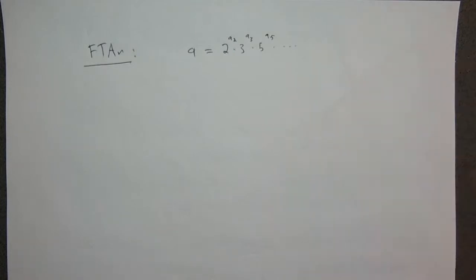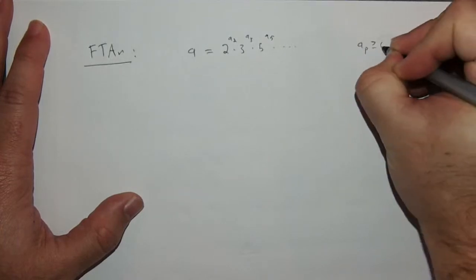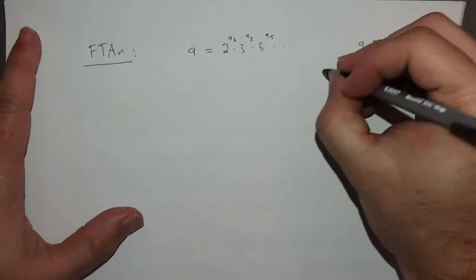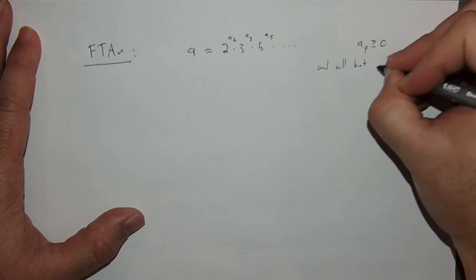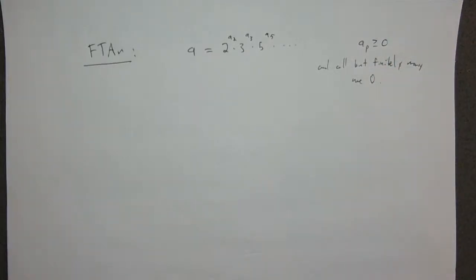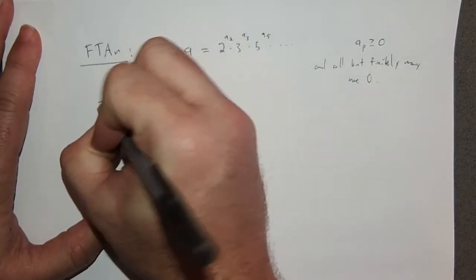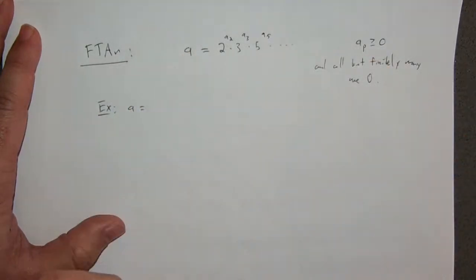So if it has so many copies of 17, I don't need to remember what prime 17 is. Okay, so each of these a sub p's are all non-negative, right? And all but finitely many are 0, right? If that weren't the case, you would have an infinite product of integers here, and the end result would not itself be an integer. So that's a good thing to remember.